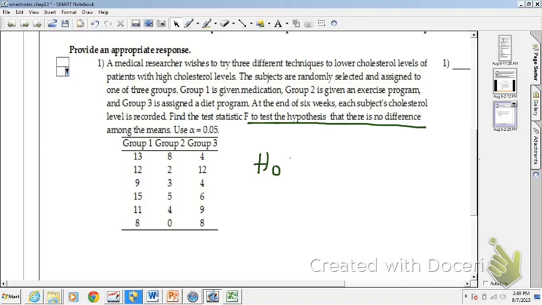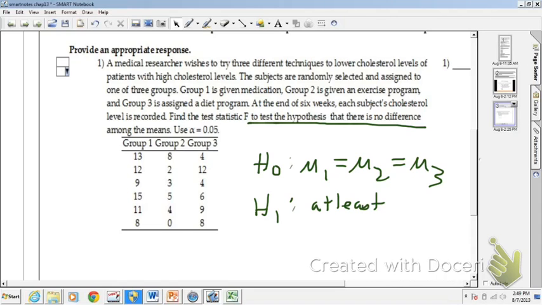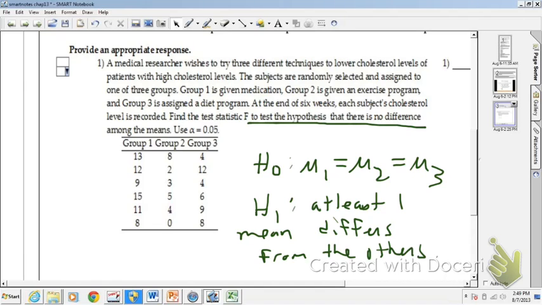Now remember, your null would be that mu1 equals mu2 equals mu3. And your H1 would be, just like it says there, that at least one mean differs significantly from the others. Okay, and it tells us to use 0.05, which is fairly typical. Use the 0.05 alpha level.